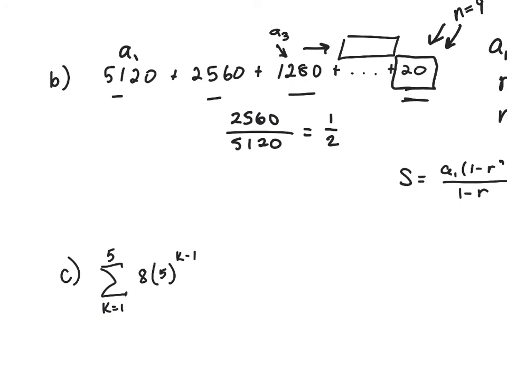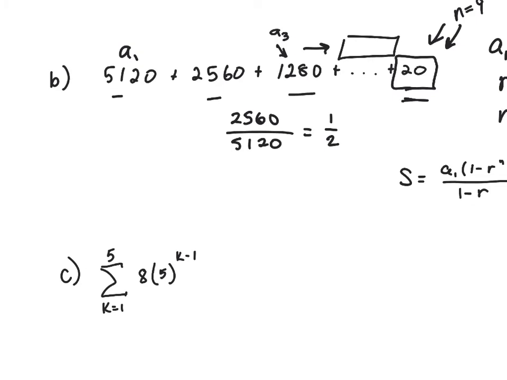This could also be presented to us in sigma notation, which is actually useful, because this is the nth term formula right there. As long as we have that, then we actually have all the information we need. This is the first term. Right there is the common ratio, and we're adding 5 terms together.